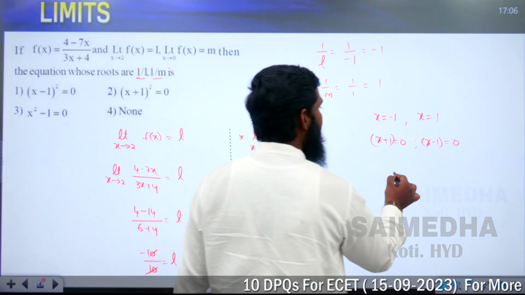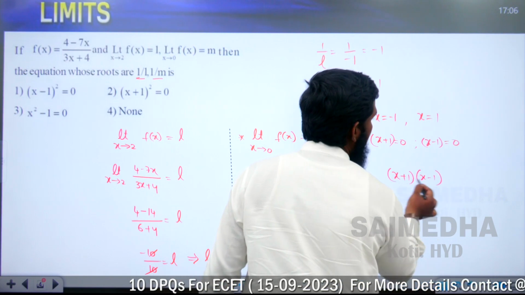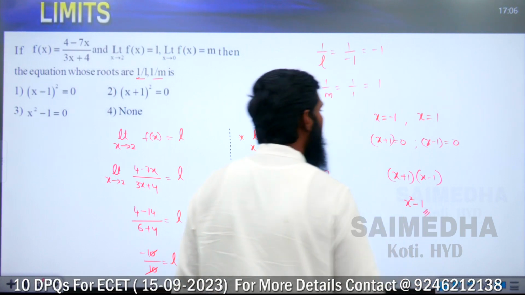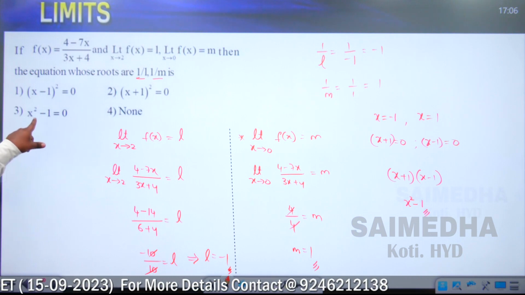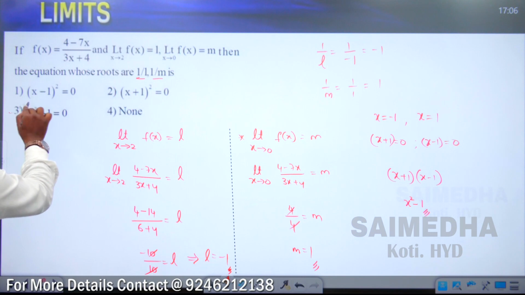Now if you are multiplying these factors, we will get the equation (x plus 1) into (x minus 1). (a plus b) into (a minus b) means what? a square minus b square. So we are getting x square minus 1. So x square minus 1 equals 0, which means the third option is correct.